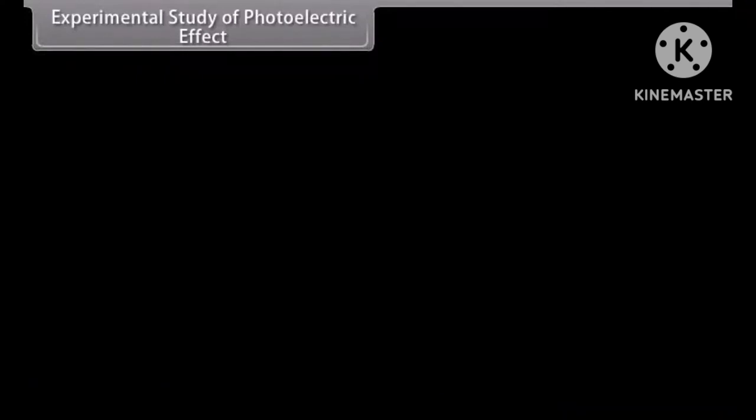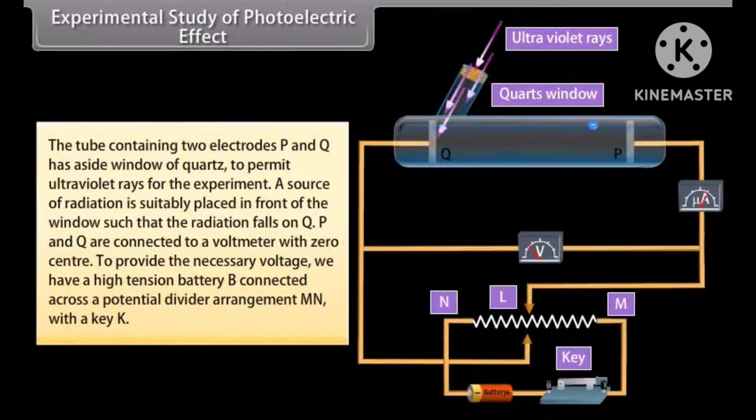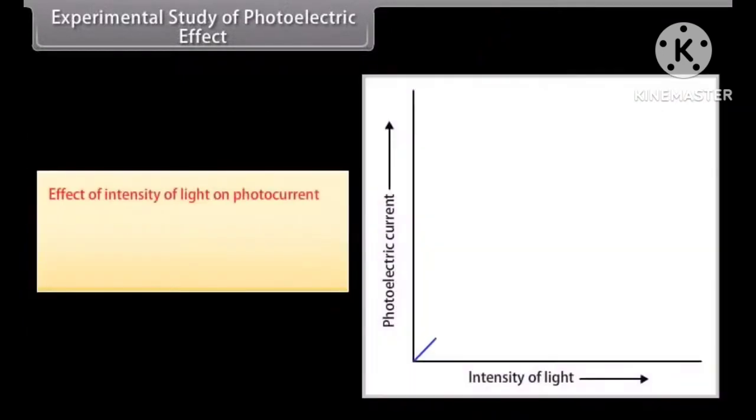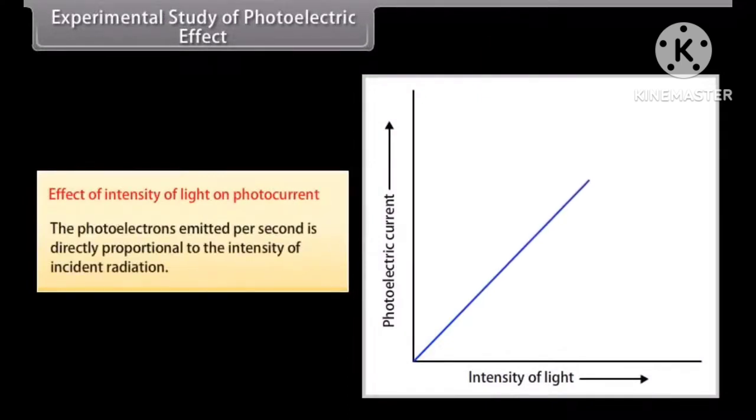Experimental study of photoelectric effect, apparatus and circuit. The tube containing two electrodes, P and Q, has a side window of quartz to permit ultraviolet rays for the experiment. A source of radiation is suitably placed in front of the window such that the radiation falls on Q. P and Q are connected to a voltmeter with zero center. To provide the necessary voltage, we have a high-tension battery B connected across a potential divider arrangement MN with a key K. Effect of intensity of light on photocurrent. The number of photoelectrons emitted per second is directly proportional to the intensity of incident radiation.